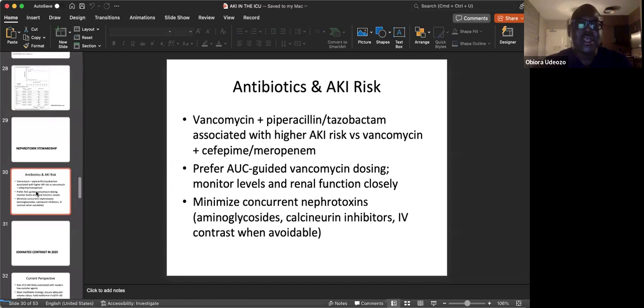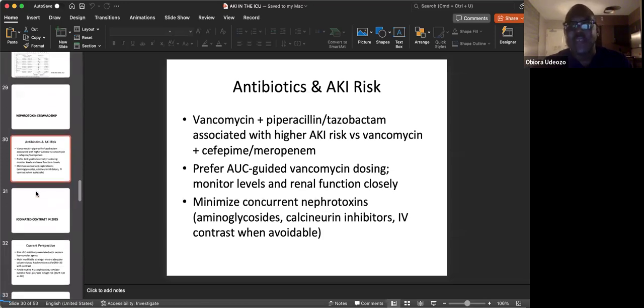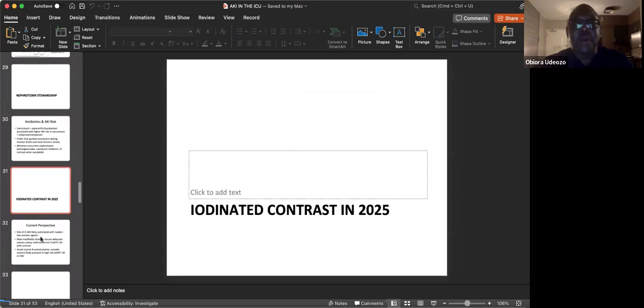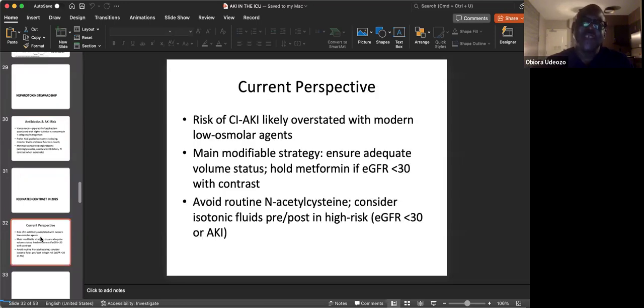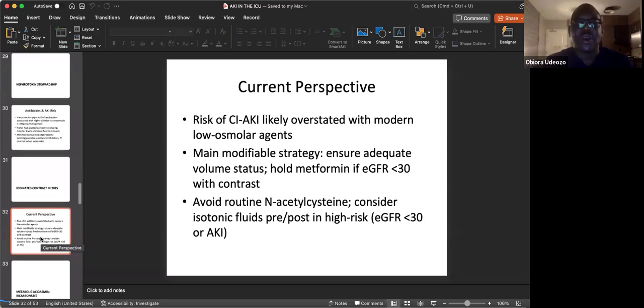Also, IV contrast. If you can't avoid IV contrast, you use it. But the good thing now is that the contrasts we're using are mainly very low osmolar or smaller agents, and they don't cause contrast-induced AKI like they used to in the past. But if you have to use it, just make sure your patient is adequately volume resuscitated with crystalloids. LR, normal saline, doesn't matter. Just make sure you optimize their volume status before and after giving them contrast.